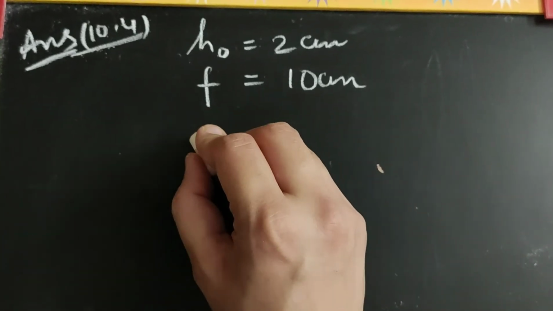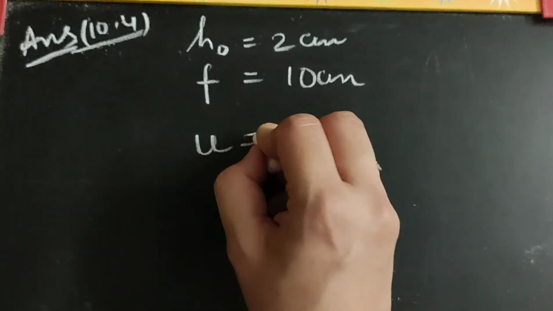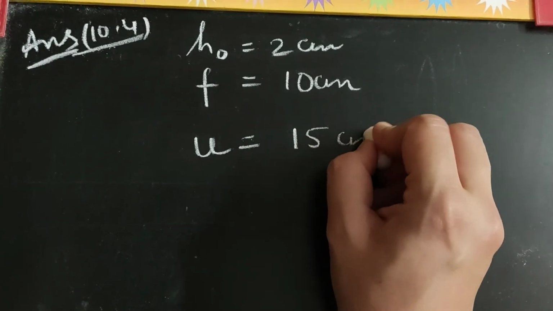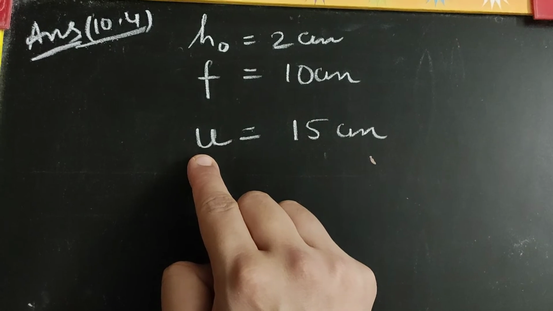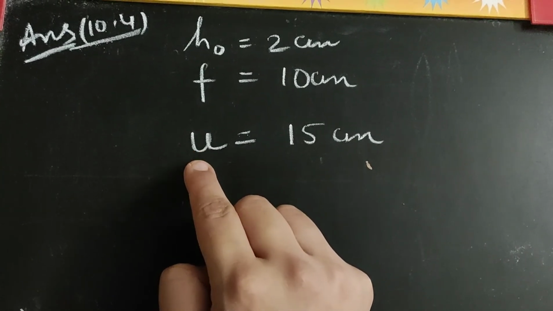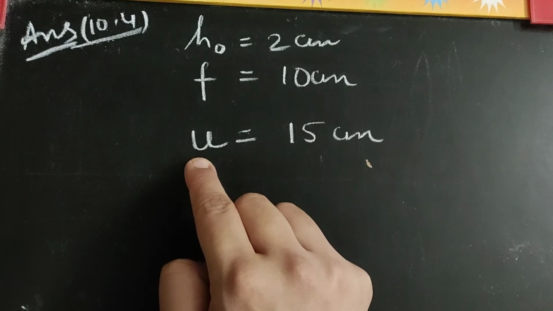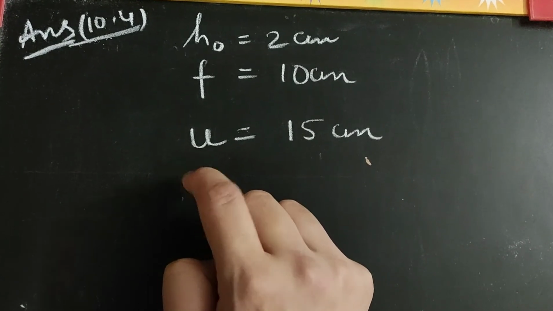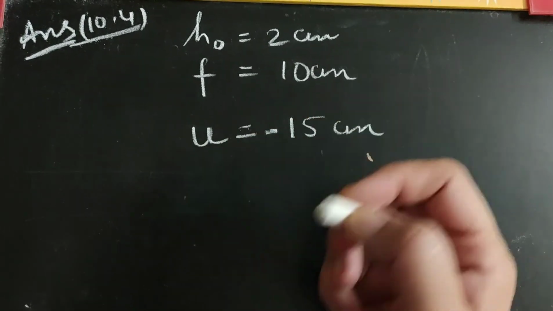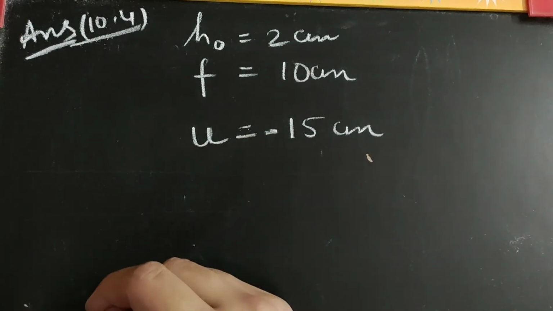Also it has been given that the object has been placed at a distance of 15 cm. So u here is given 15 cm. u represents the object distance, which is given in the question as 15 cm. We had mentioned when we were discussing the sign conventions as well as the lens formula that object distance is always taken negative. So u will be minus 15 cm.